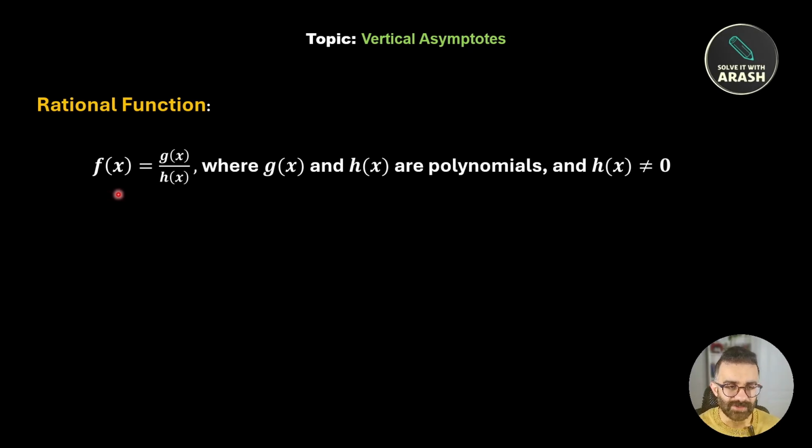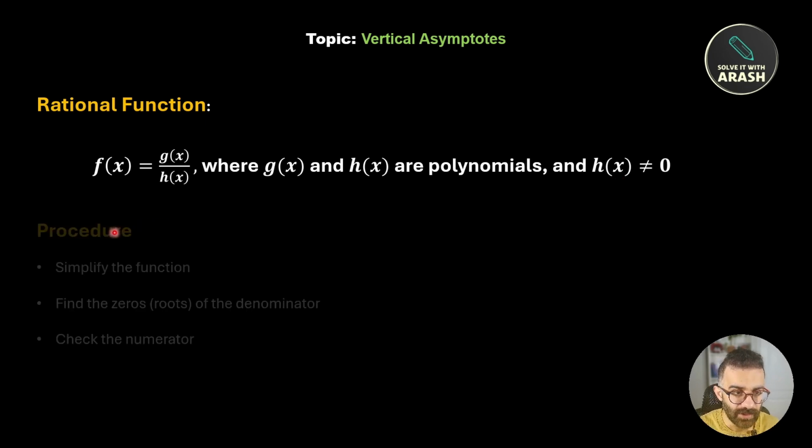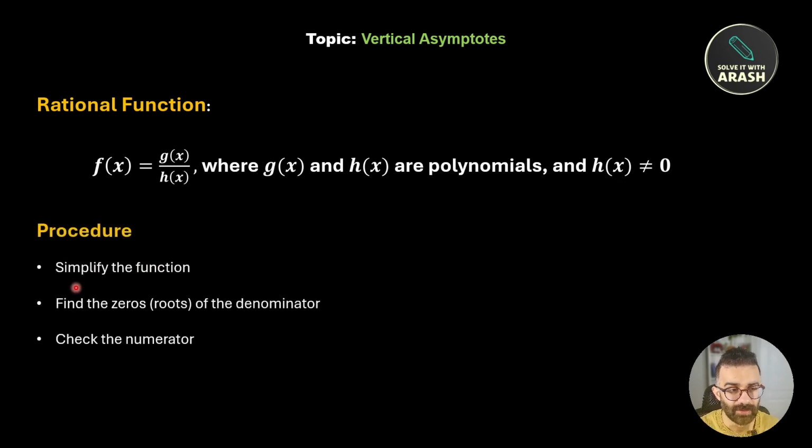A rational function is just a polynomial divided by another one, like this, g of x over h of x. And we need to make sure that h of x in the denominator is not 0. In order to find the vertical asymptote, we have three main steps. The first one is to make sure it's in the simplest form. Next, we find the zeros or roots of the denominator. And lastly, we check the numerator. Now let's get to the first example to see how it works.